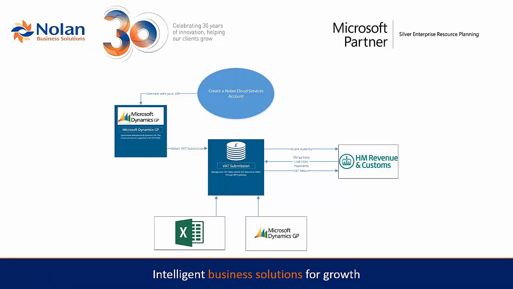The figures from that VAT return can come from either Microsoft Dynamics GP automatically, so a direct link from your figures inside Microsoft Dynamics GP through the VAT submission application into HMRC, or whilst HMRC allow us, we're also allowing upload of an Excel spreadsheet, and I'll show you both of those today.